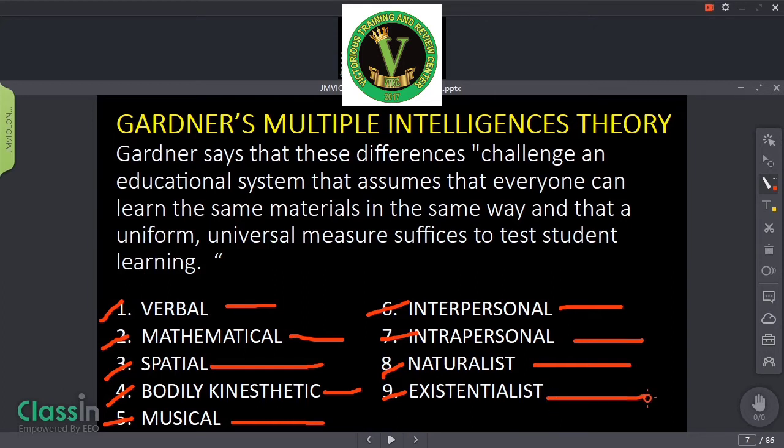We have the existentialists. These people love to philosophically ask questions like who is God, who created God, why things happen, and how do things happen. These are the deepest thoughts in the world. These are the nature of the existentialist people. So that's all. These are the nine of Gardner's multiple intelligences. I hope that you were able to catch all those things, guys.